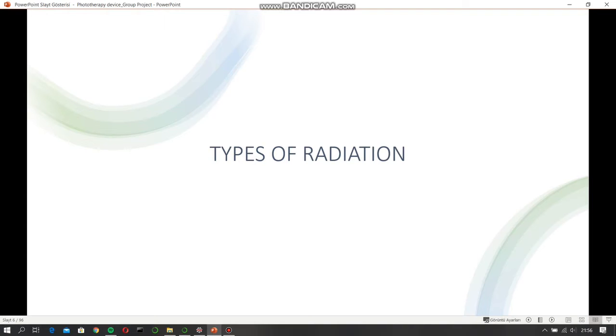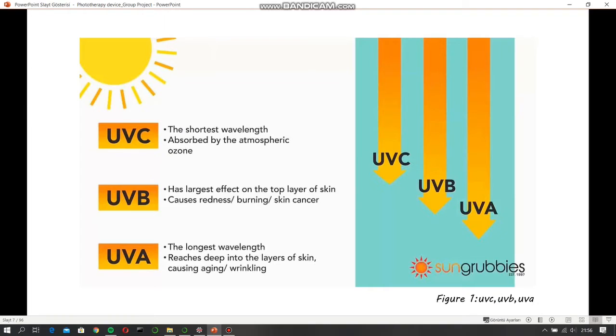And there are some types of radiation. As you know, light has a spectrum. Also, sunlight has a spectrum, such as ultraviolet radiation. It has three types of ultraviolet radiation, which are ultraviolet C, ultraviolet B, and ultraviolet A. Ultraviolet C is the shortest wavelength, absorbed by the atmospheric ozone.